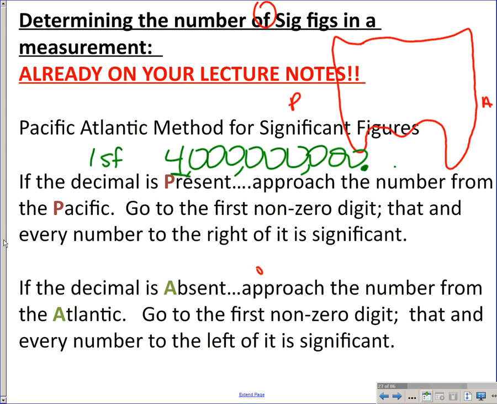The decimal is present, right? Present, Pacific. You start from the Pacific Ocean, start counting these digits, the first non-zero digit. So I'm here. When do I start counting? Now. 1, 2, 3, 4, 5, 6, 7, 8, 9, 10. If I count it with the decimal, there's 10 significant figures there. That means I'm a lot more accurate. Like, I am positively sure this number is true all the way to this last digit. Decimal means something. That's what I'm trying to get you to see here. So it's called the Pacific Atlantic because you just count from either Pacific or from the Atlantic. It's absent, Atlantic; present, Pacific. Cool?